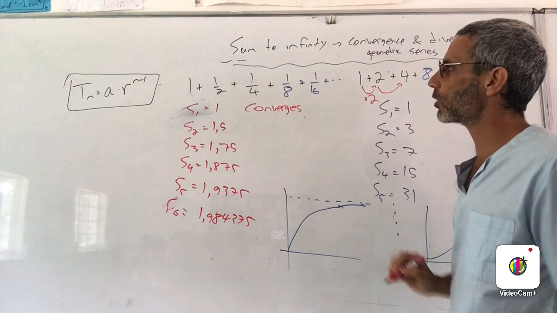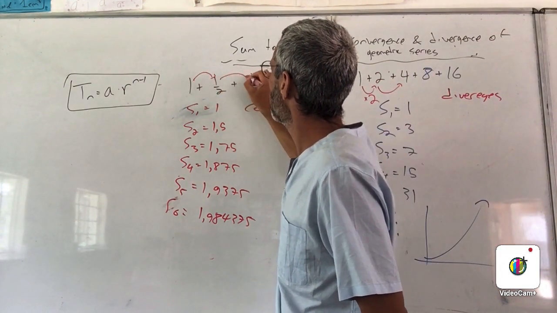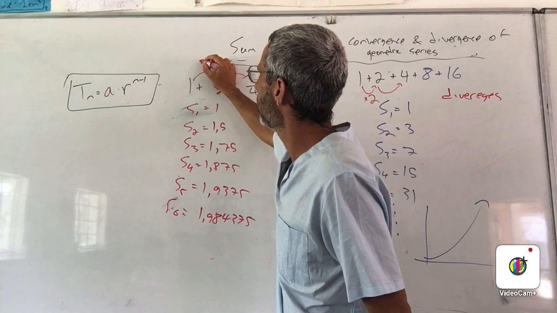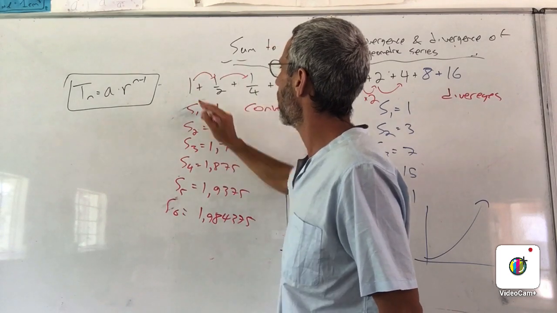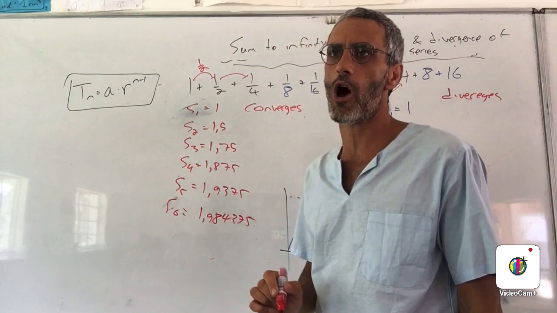By 2, r was equal to 2. Here, what did you multiply it by? What is r equal to? No, how do we go from 1 to a half? By half, right? So r was half.